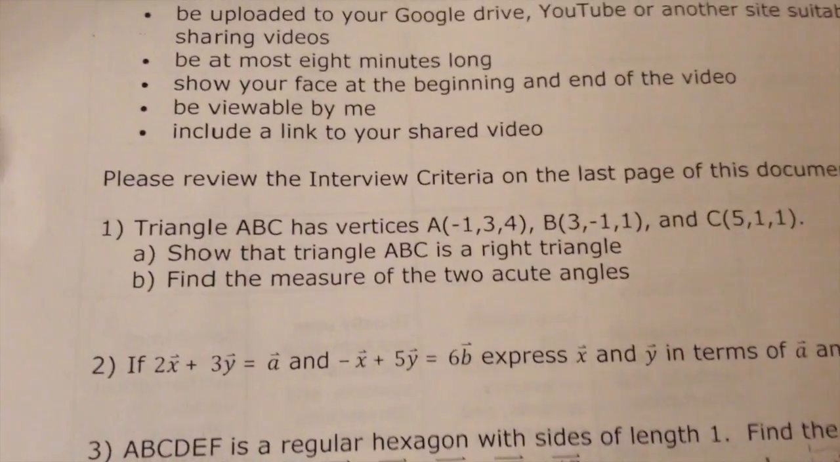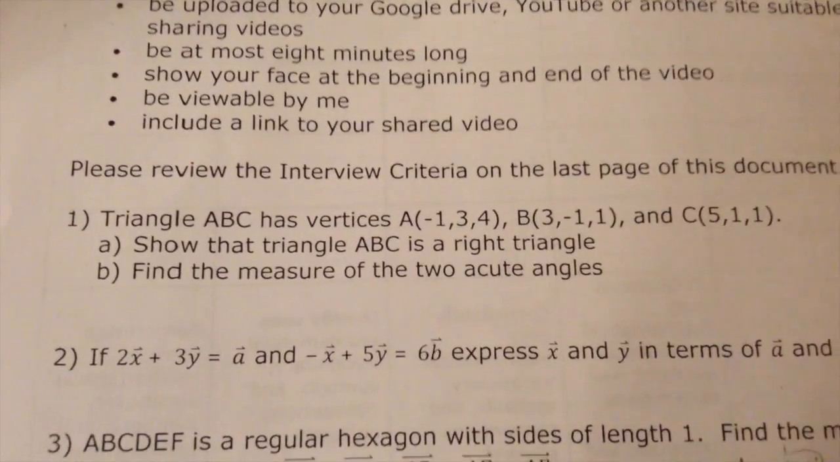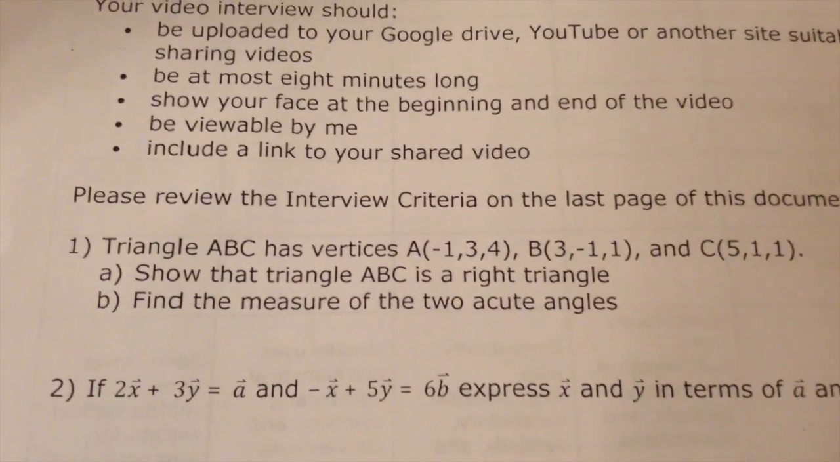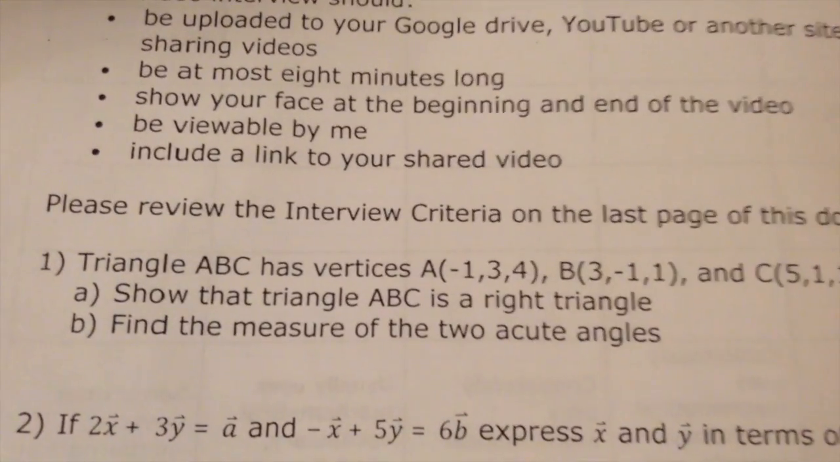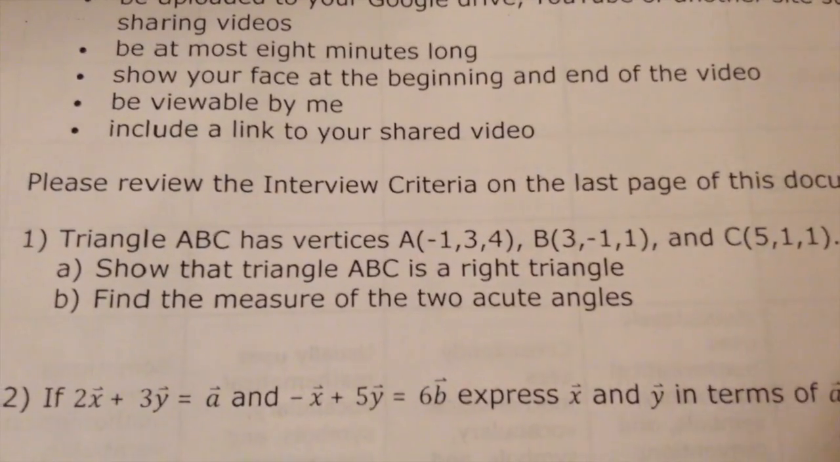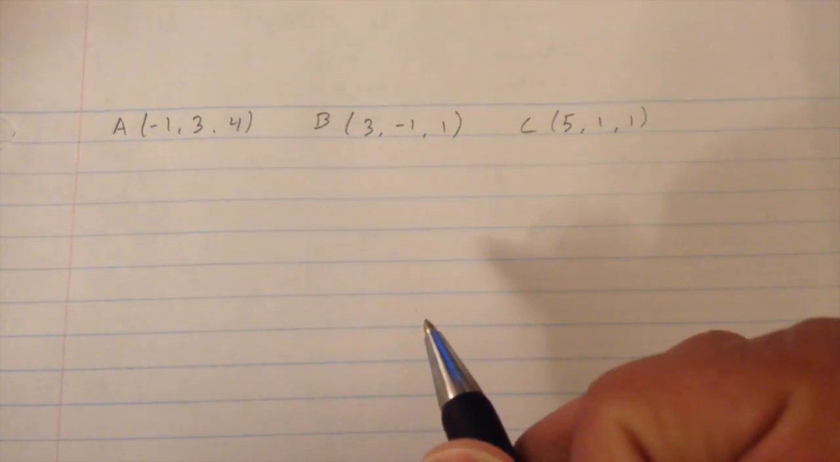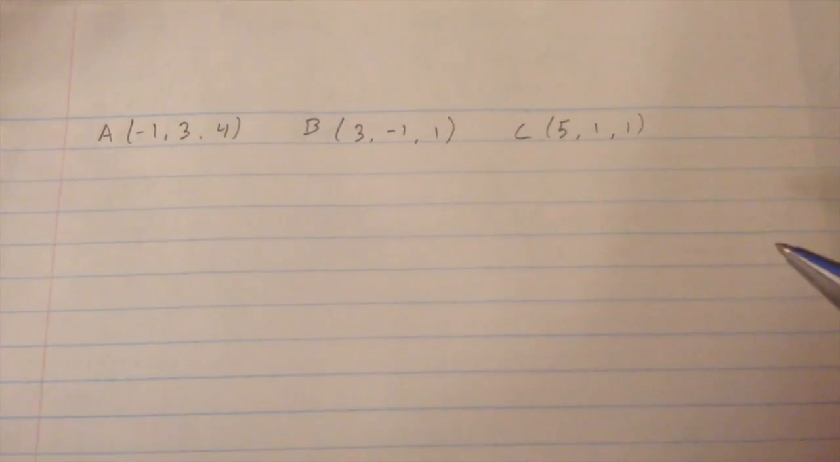Okay, so the first question we have here is: a triangle ABC has vertices A, B, and C, which are the points. And we have to show that the triangle ABC is a right triangle, and we have to measure the two acute angles. So first, what we have to do is find the magnitudes between each point. So what we want to do is x2 minus x1, and then y2 minus y1 and z2 minus z1, and then square all of that.